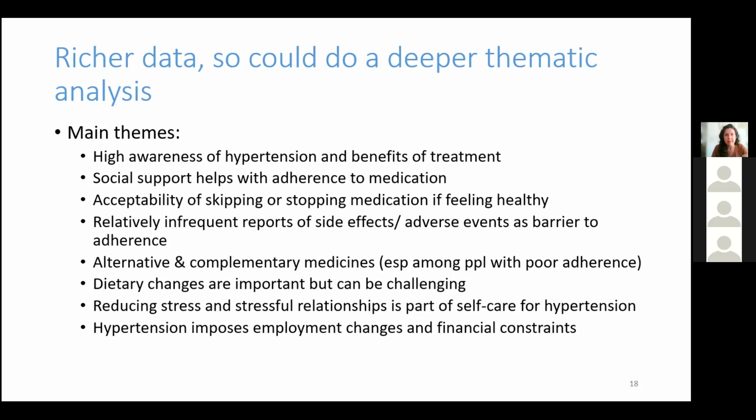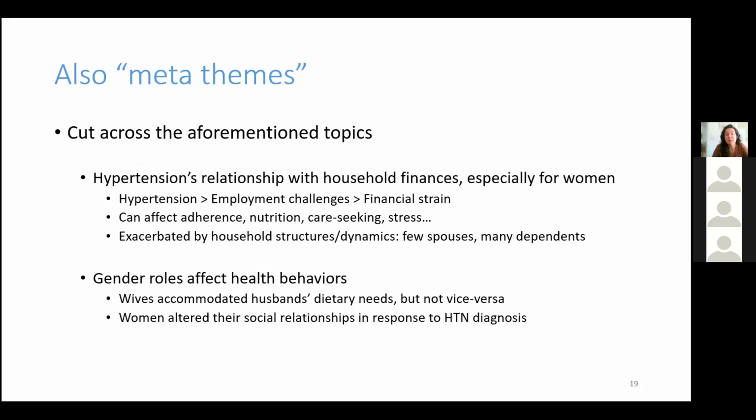But then we noticed some connecting meta themes that cut across those topics. For example, we found this relationship between hypertension and household finances, and that seemed to exist especially for women. That showed up in a bunch of the different themes that I showed you on that previous page. There was an aspect about financial strain, then a connection with adherence and being able to buy food, and something going on with household structures and dependence. So this was a more overarching theme that we discovered.